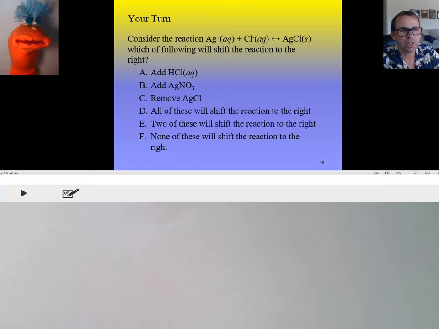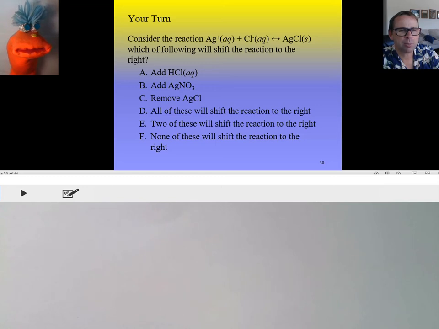Here we have a chemical reaction that we're told is in equilibrium, and we want to know which of the following will shift the reaction to the right. What do you think? Let's see. Well, if you remove AgCl, that's a solid, will that shift it to the right? I don't think that will shift it to the right. Why not? I don't know, it's a product.